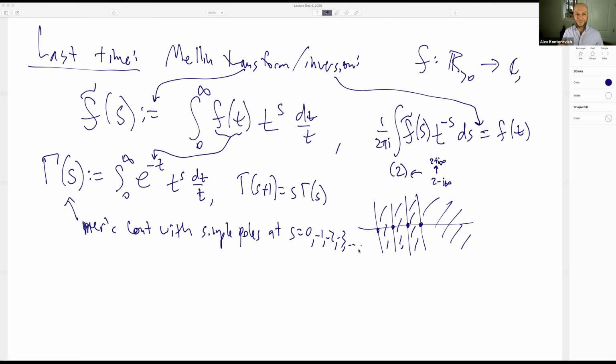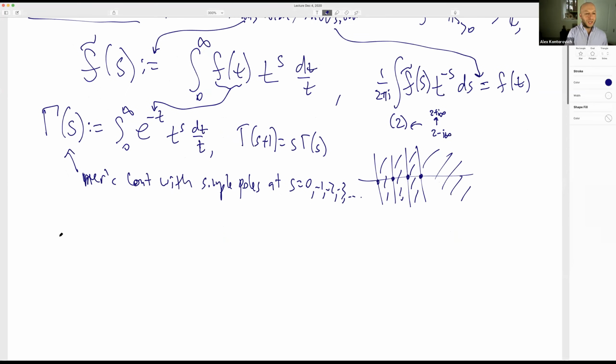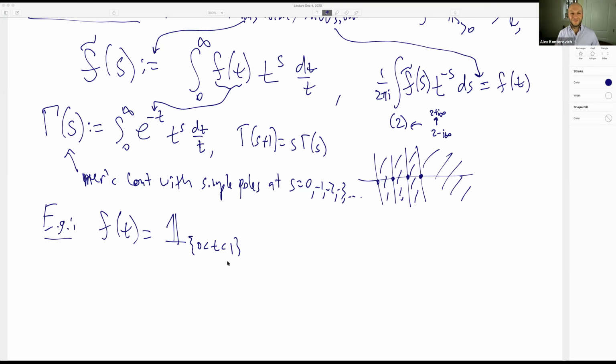So far, so good. Okay, some other things. Here's another example of a Mellin transform and inverse pair. So what about f of t? We saw this last time. Maybe I didn't emphasize it enough. The indicator function of the interval 0, 1. What is its Mellin transform?